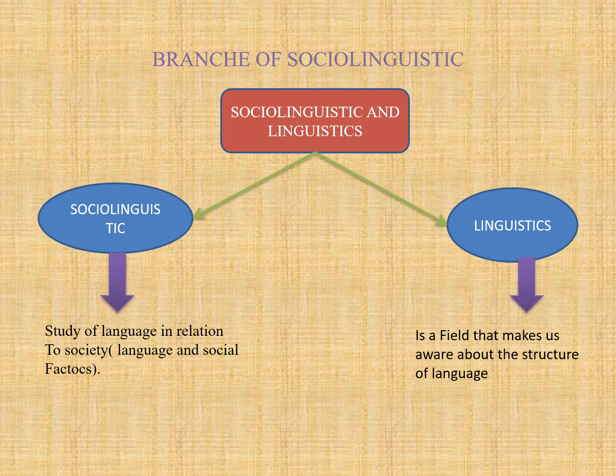The first branch is sociolinguistic and language. Sociolinguistic deals with the study of language in relation to society. It means language and social factors. Whereas linguistic is a field that makes us aware of the structure of language.